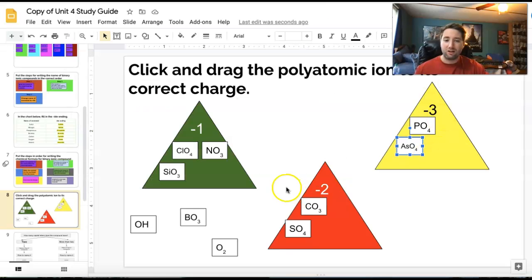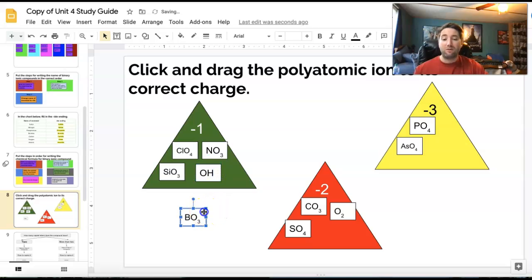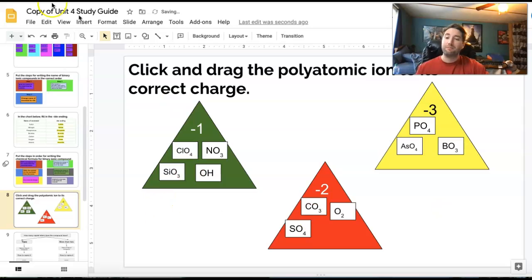So let's go back here. It's O2 with a charge of -2. So I'm going to click and drag that one into here. Alright, we've got OH, which I know for a fact to be -1. And then finally, we've got BO3, which is borate, and that's going to be -3.